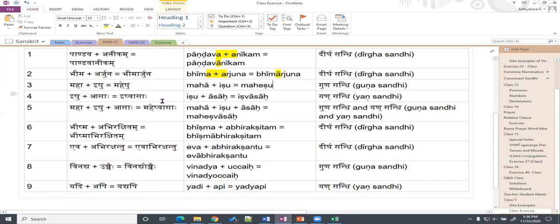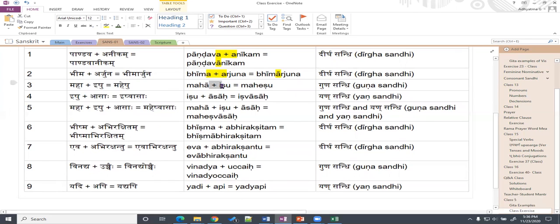Maha Ishu. So Ishu is arrow. Actually the total word here, I have split it into two parts, but the total word is Maheshwasaha. So this has been split into two sandhis, Maha plus Ishu. Maha means great, Ishu means arrow.